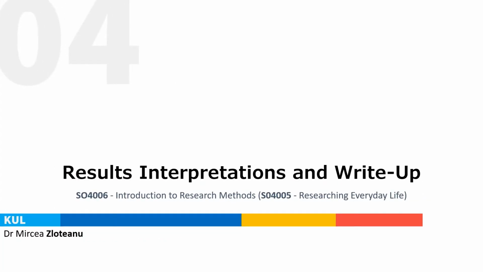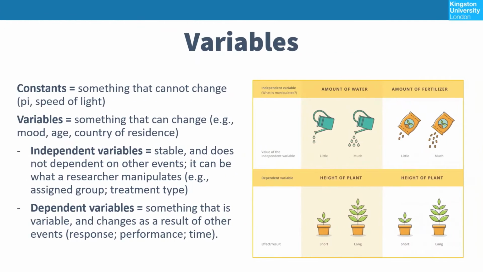In this video, we'll be looking at how to interpret SPSS output and how to write up the results. So just as a brief recap in terms of experimental variables, we normally have three types.